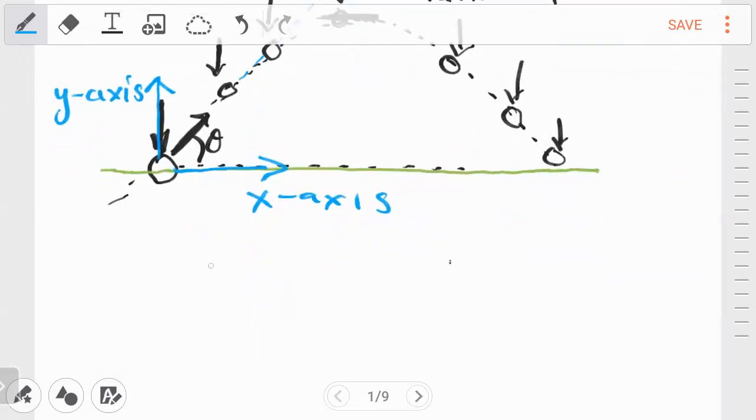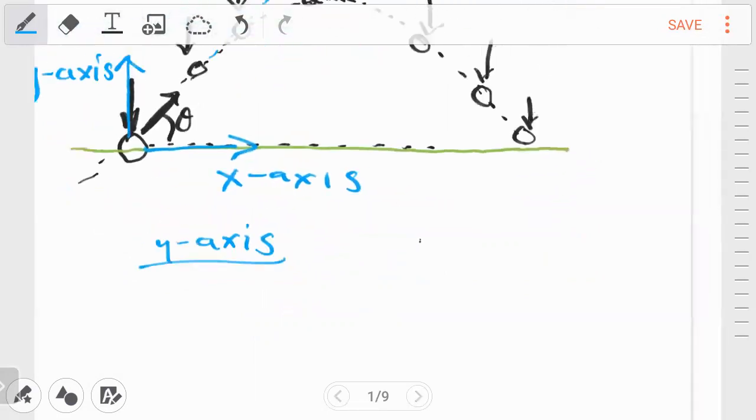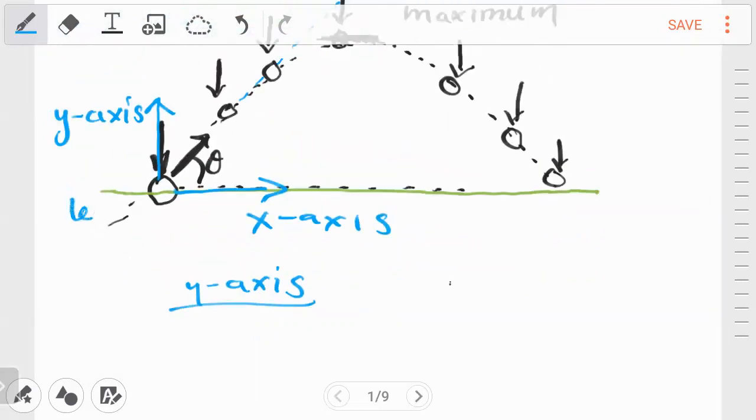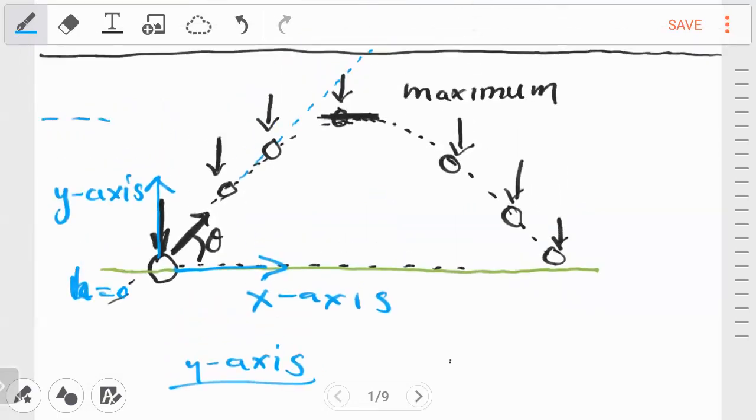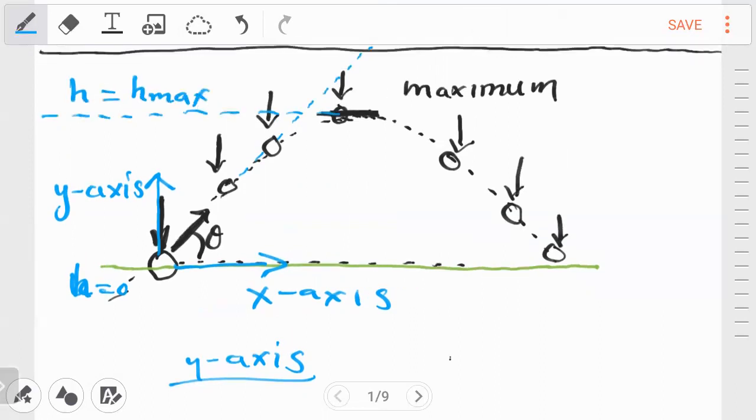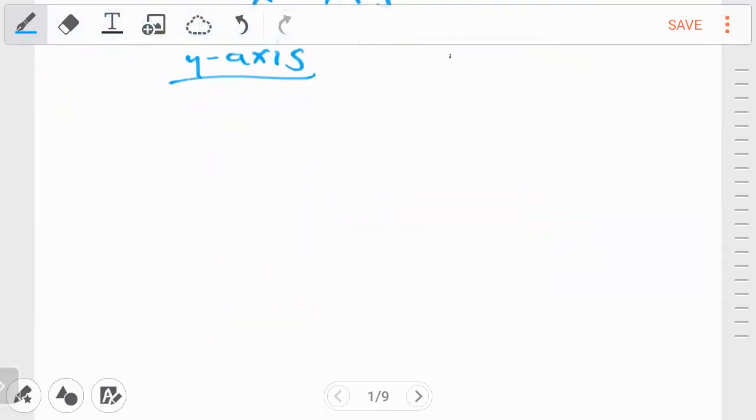If you look at it from the y-axis, the object just moves from the level ground. Let's say if this is the level ground, or h equals 0. So it moves from h equals 0 to this point, the maximum height, to h equals h max. So in the y-axis, all that the object is doing is moving from that level ground, and it goes vertically up until it reaches a point where its height is equal to that h max, that maximum height.